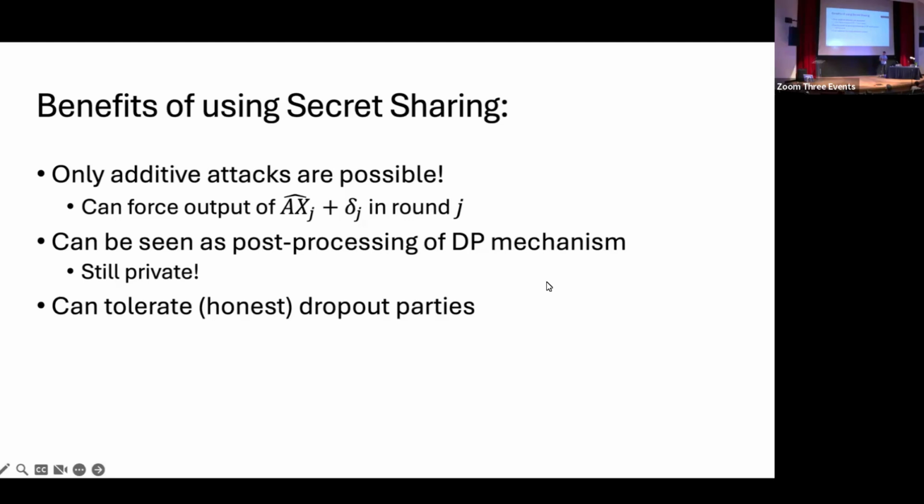So the most that the server can do is add some delta J in every round to the output. And this can really just be seen as post-processing on the DP mechanism, which means that the adversary can't do anything to affect the DP guarantees. And another thing is we can tolerate dropouts in every round, because we're using a threshold secret sharing scheme.